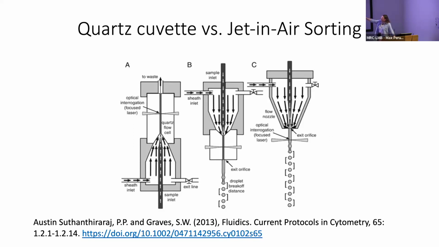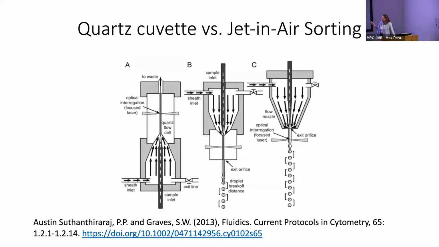Some people would argue that having a quartz cuvette-based system, as in B, might give you slightly better resolution because the interrogation point in jet in air takes place in mid-air, hence the name. But they both have advantages and disadvantages. They both basically do the same thing. So some people may prefer the speed of jet in air because they need to get through many, many more cells. If you don't need the speed, then you can easily use a quartz cuvette and it will do the same fundamental job.